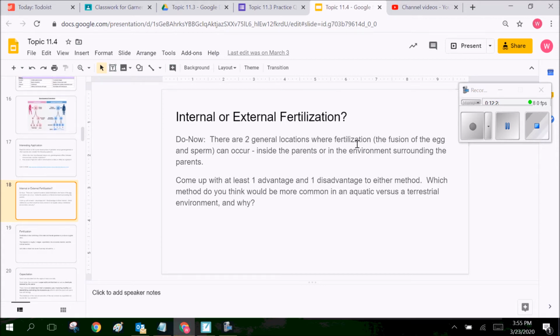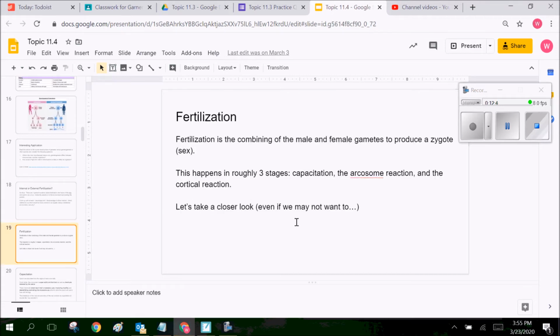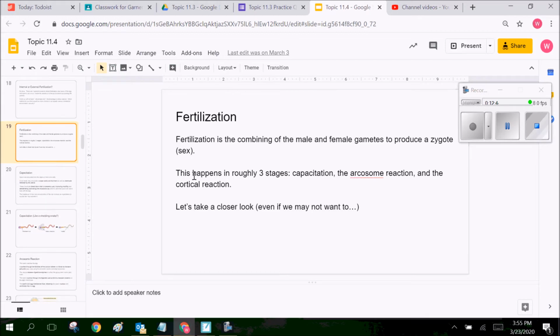Which is very different from animals like us, which do internal fertilization, which means that we have a higher chance of reproductive success when we do reproduce. But it also means that we have to care for and spend a lot more metabolic resources on the developing children. So take that as you will. So fertilization: male and female sex cells come together, sperm and egg.